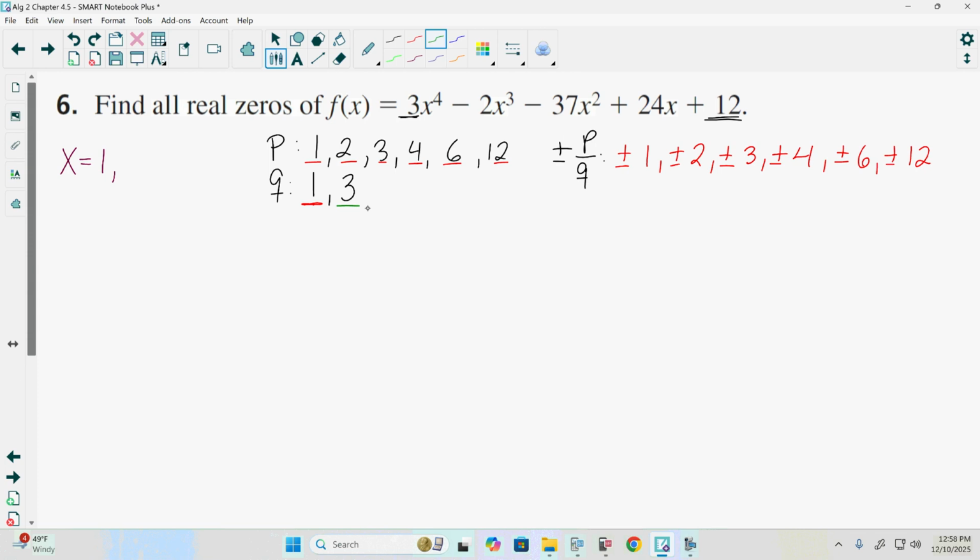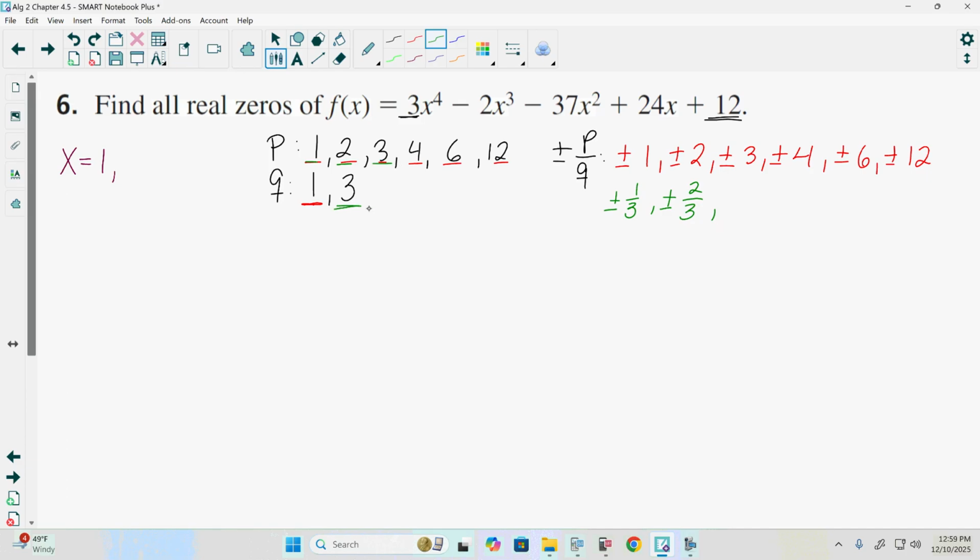Now we're going to move on to the 3, and we're going to say 1 over 3. And 1 over 3 doesn't reduce. It's not been listed already, so we do have plus or minus 1/3. Our next one is 2 over 3. 2/3 doesn't reduce. It's not been represented already, so we have positive negative 2/3.